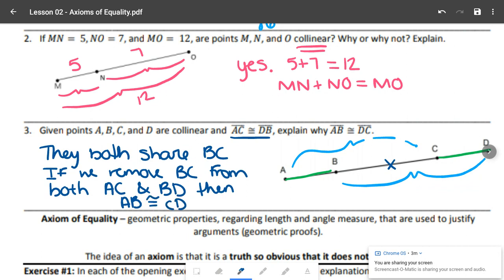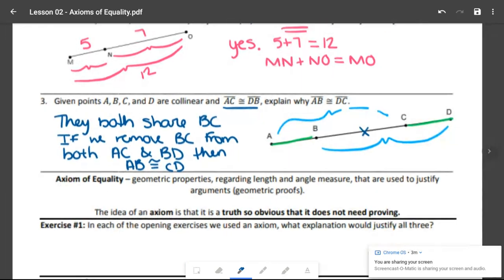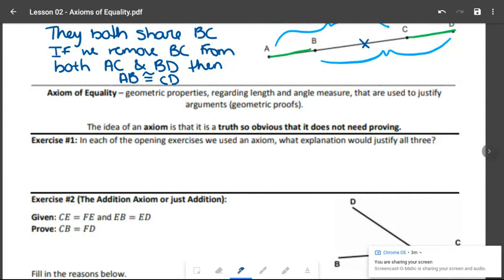Okay? So those were things that we've seen before in the past. We're just explaining and justifying. But today we're going to go into axioms of equality. Those are geometric properties regarding length and angle measure that are used to justify arguments or geometric proofs. Anytime you want to back something up, it's just using some kind of logic. Basically, an axiom is just saying something that we probably already know, but we're just going to give it a special title so we can use it when we're justifying along the way.